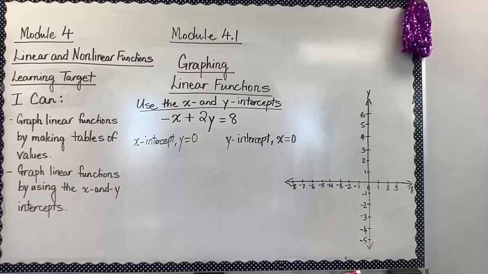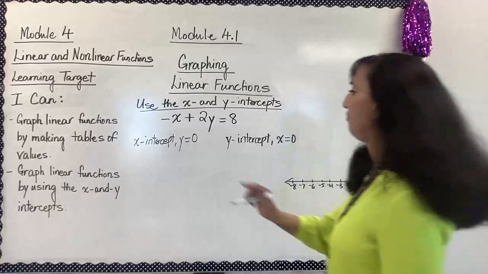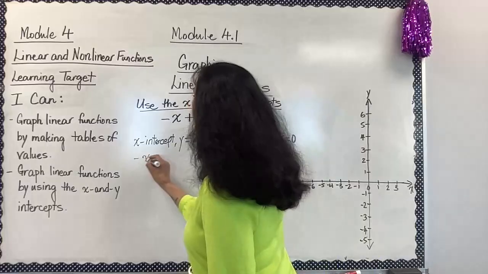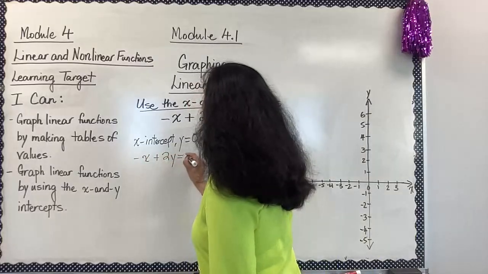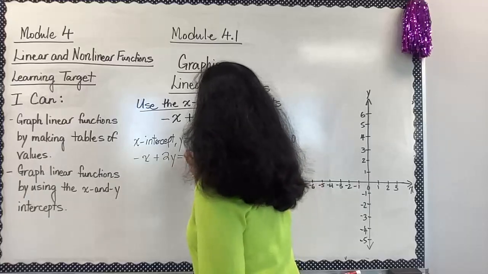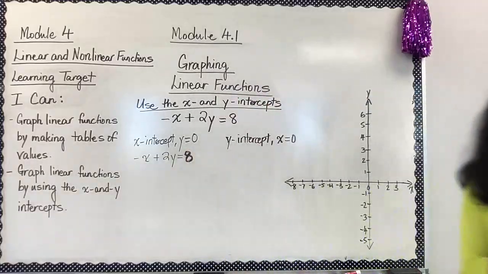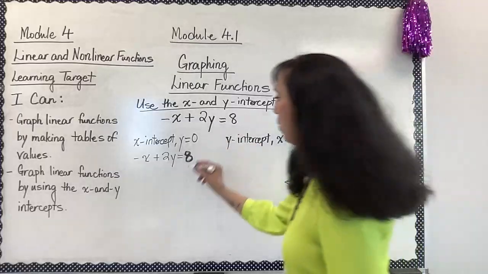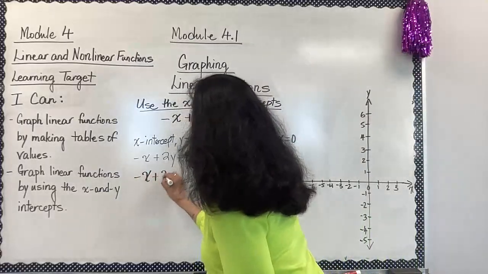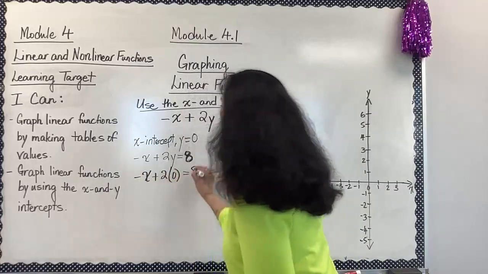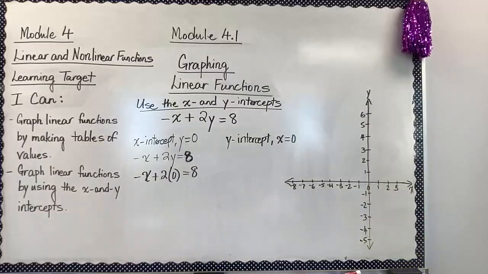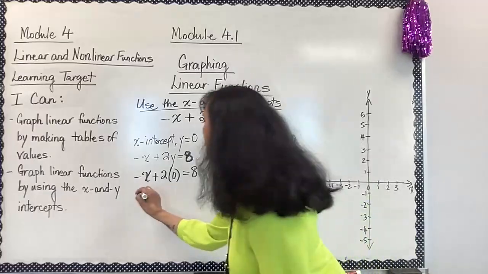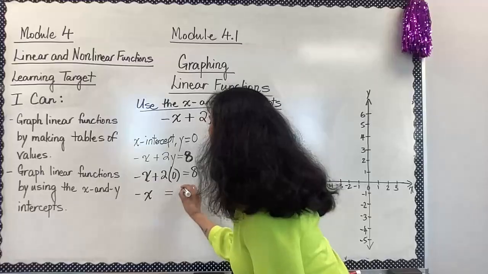So that's what we are going to use in order to solve this. So let's do the first one. We are finding the x-intercept, so y is equal to 0. We are going to write out the original equation, negative x plus 2y is equal to 8. Okay, and then we are going to replace y with 0. So negative x plus 2 times 0 is equal to 8. Right? So then I have 2 times 0 gives me 0. And so I'm left with negative x is equal to 8.